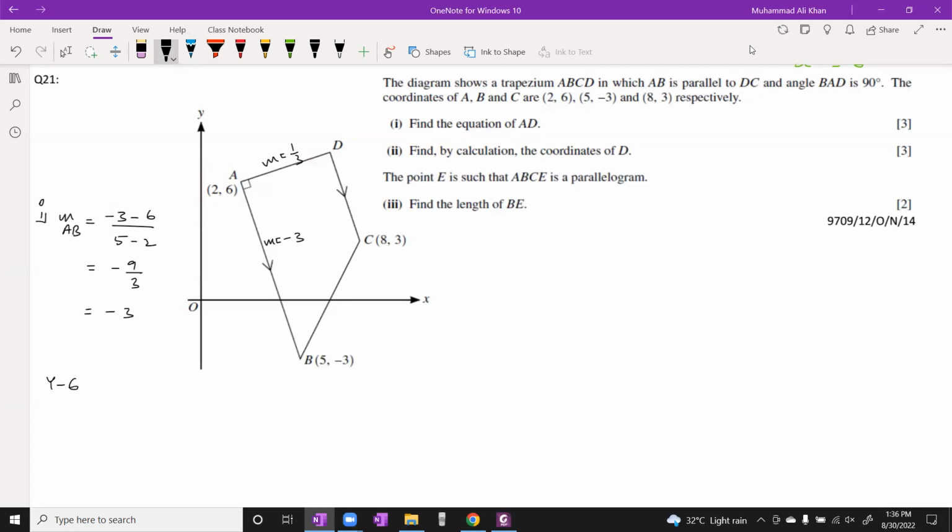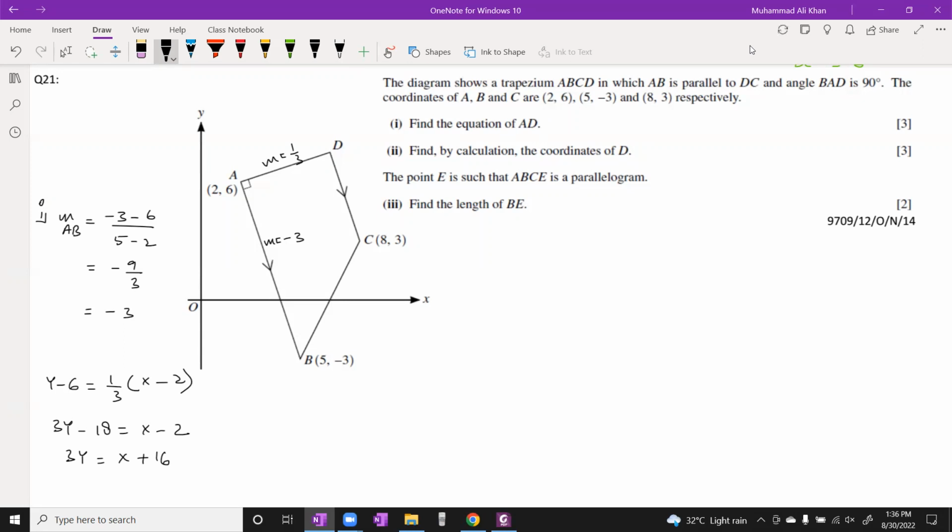y minus y1 equals m times x minus x1. Cross multiply: 3y minus 18 equals x minus 2. So 3y equals x plus 16 is the equation of line AD. Any confusion? Clear? Voice clear?